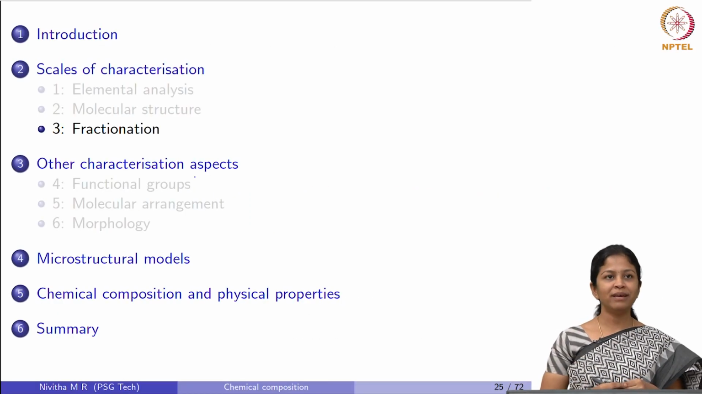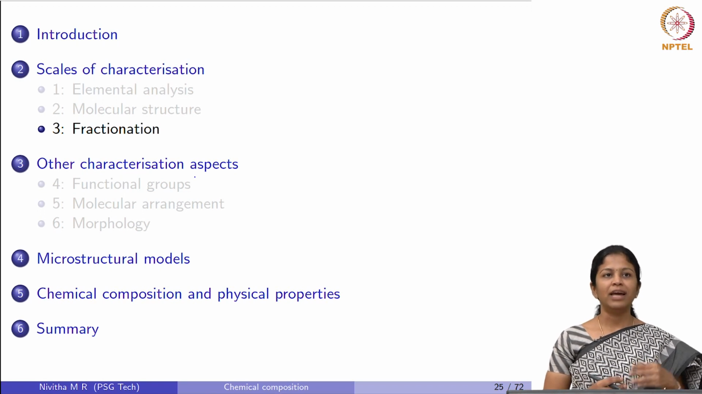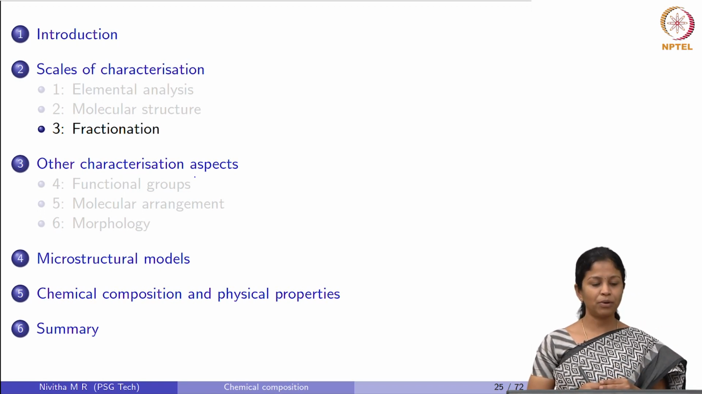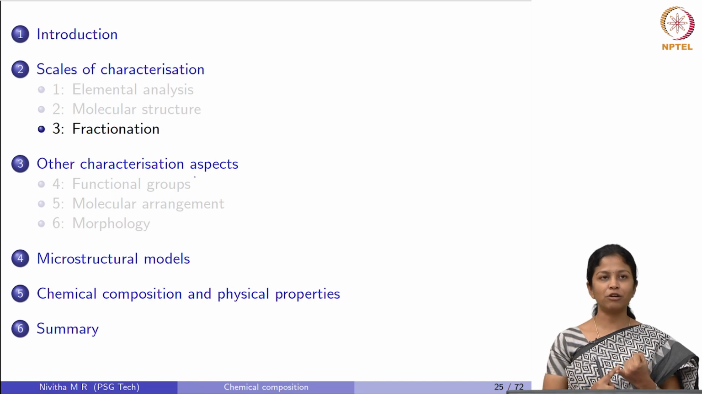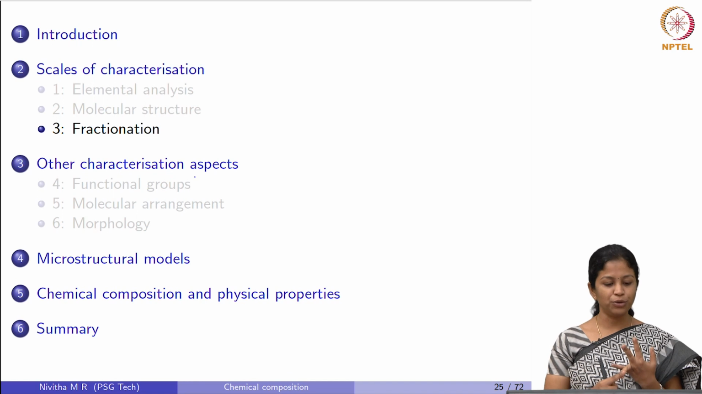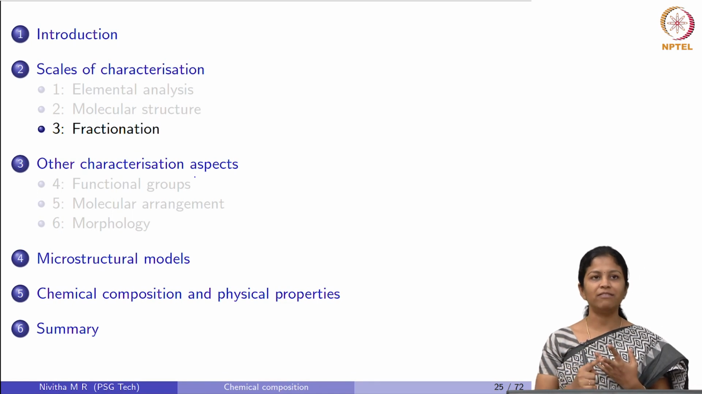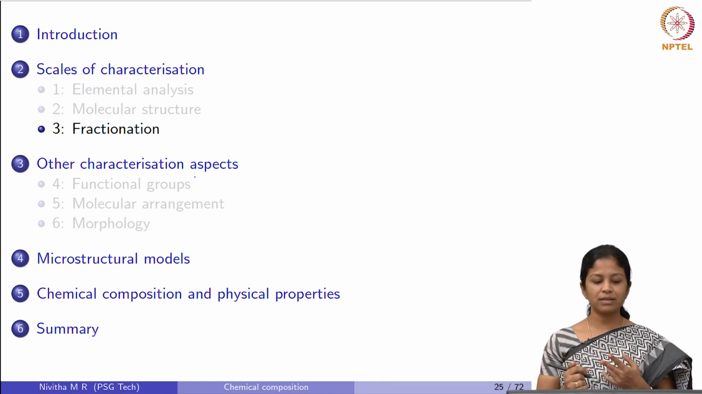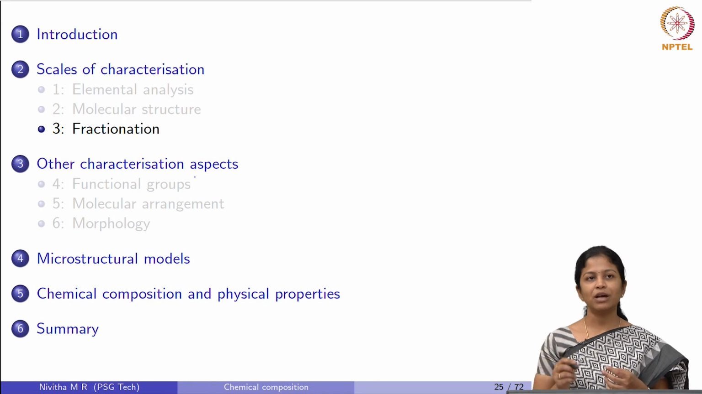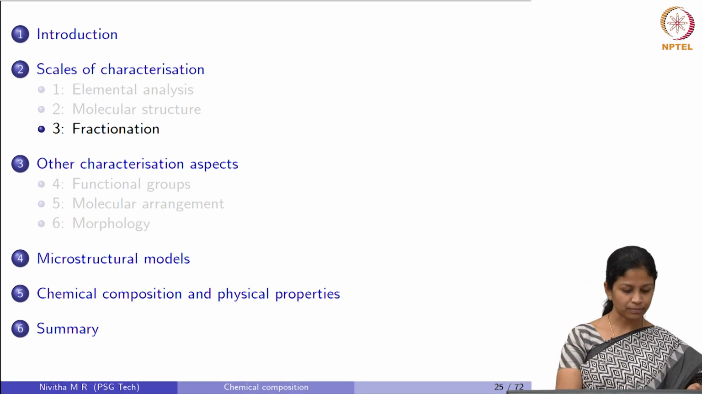We will now continue with the fractionation of bitumen. In the earlier lectures, we saw the introduction to the chemical composition of bitumen, what information related to chemical composition is used, and the different scales at which it can be characterized. We saw the elemental level and the molecular level. In this lecture, we will be discussing the fractionation techniques which are used to classify bitumen.